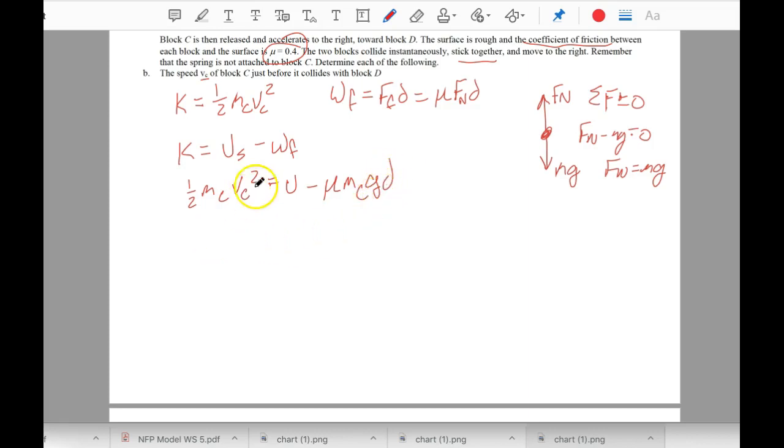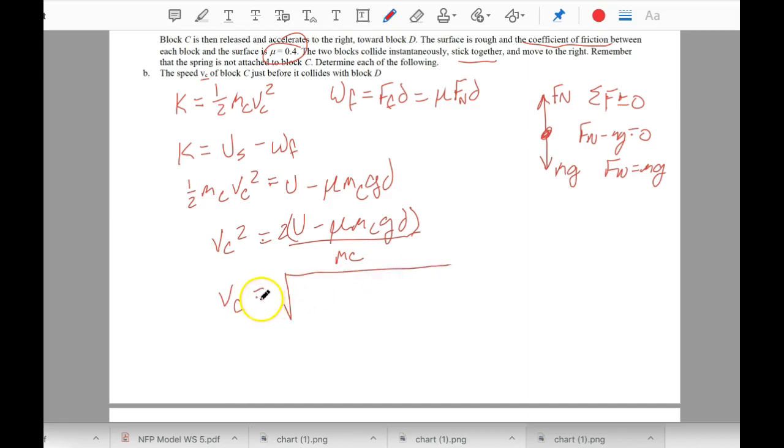So let's go ahead and solve this whole thing for Vc. Vc squared is equal to the potential energy minus mu times mc times g times d. We're going to multiply the whole thing times 2, and then divide the whole thing by mc. So when we do that, we can now plug in. Vc is equal to the square root of, let's put all of our numbers in. This is going to be 2 over 4, and 4 kilograms we know is the block C.